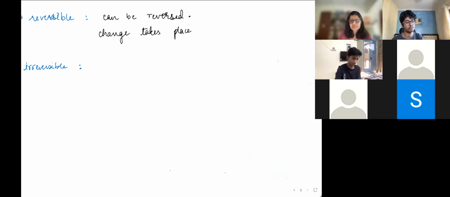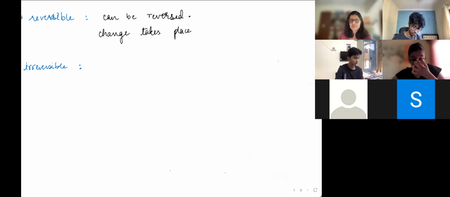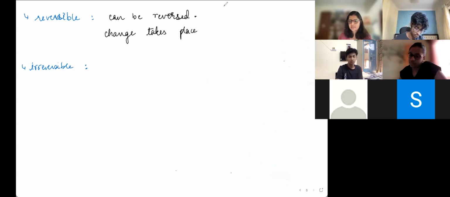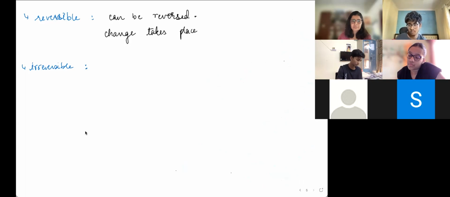State function describes the state of a system: what pressure it is at, what temperature it is at, what volume it has, all of that. Path function describes the path. What is happening in the process? Are you adding heat? Are you taking away heat? Are you doing work on it? How are you doing it? Like that.